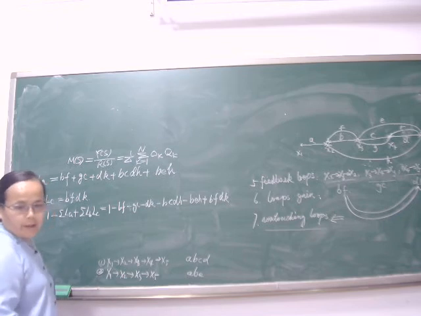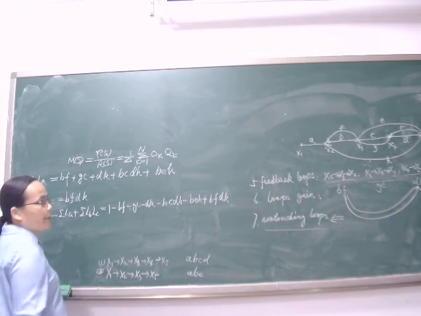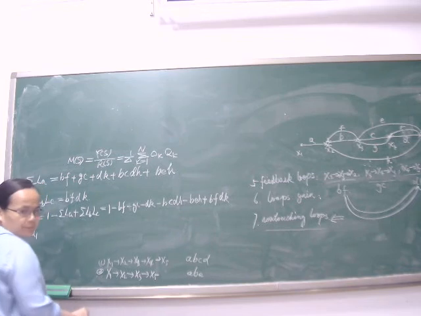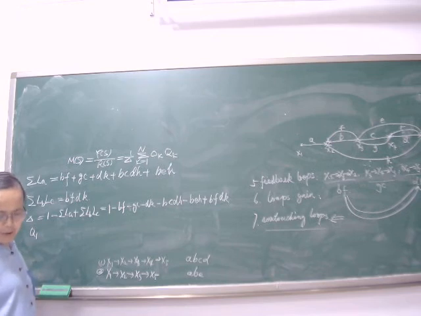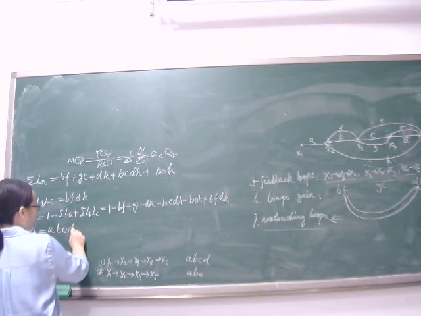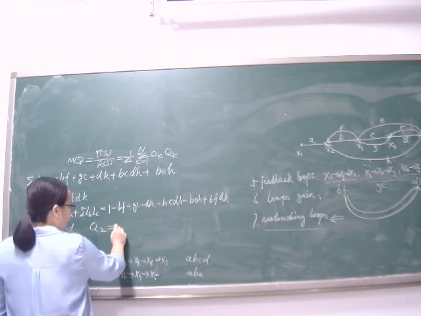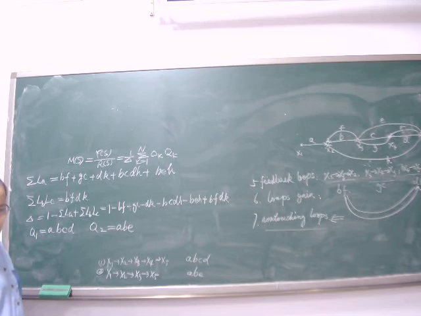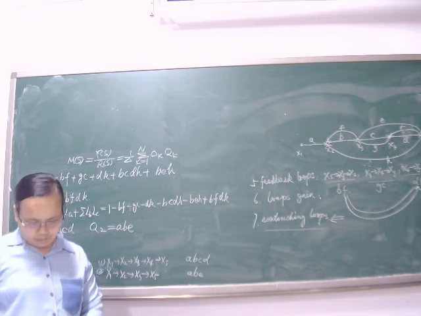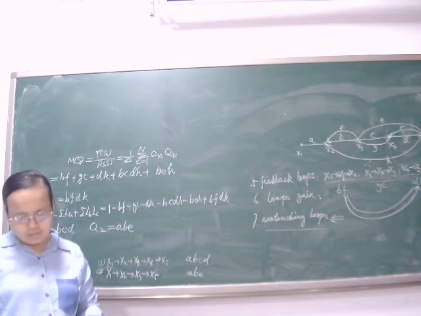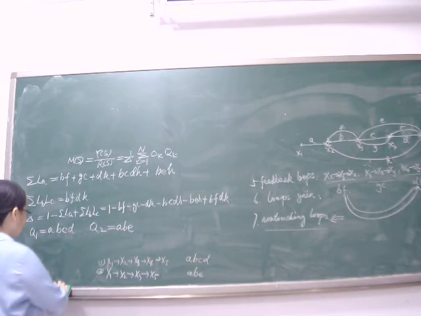And this, 2 forward passes. One is P1. P1 is equal to A, B, C, D. And P2 equal to A, B, E.